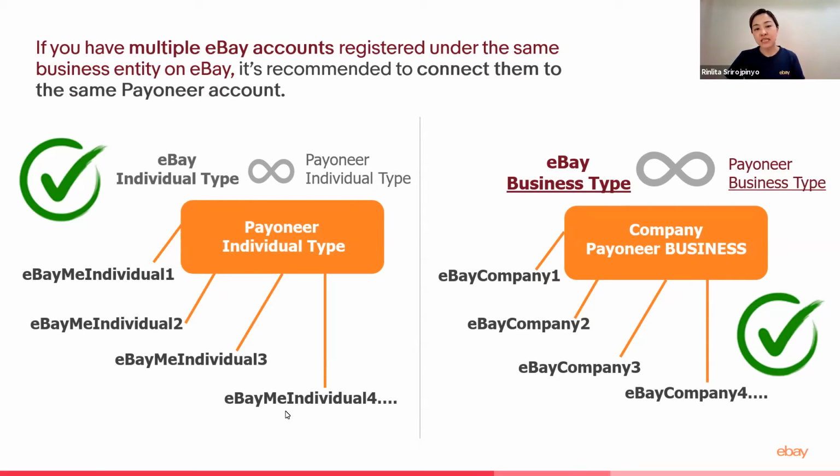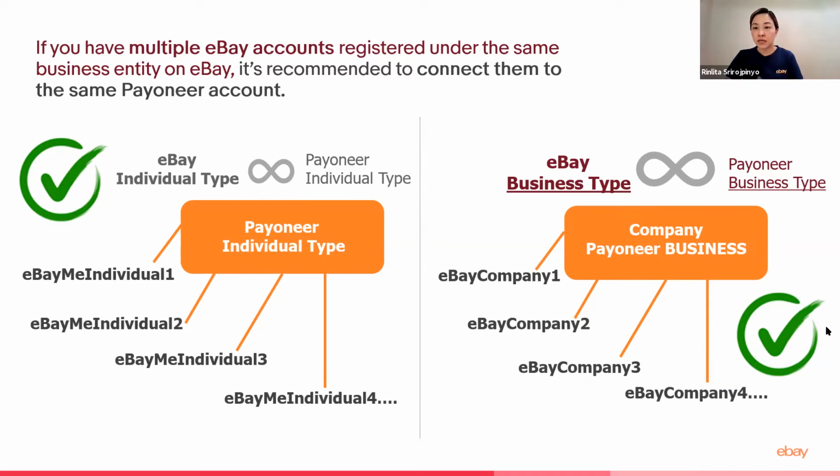All of these eBay accounts can be linked to just one Payoneer account that belongs to you, and the type has to match. You can imagine that these lines work like the MP line. So these are the accounts, the lines are the MP, and then the Payoneer account has everything linked together. Yeah, this is how it works.